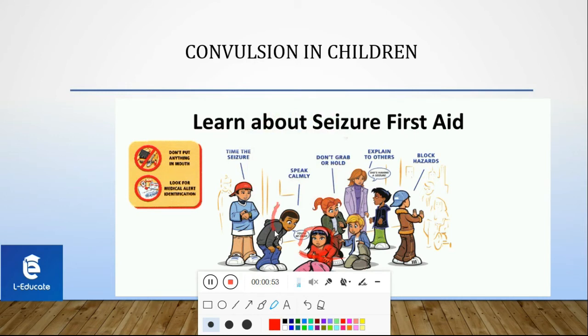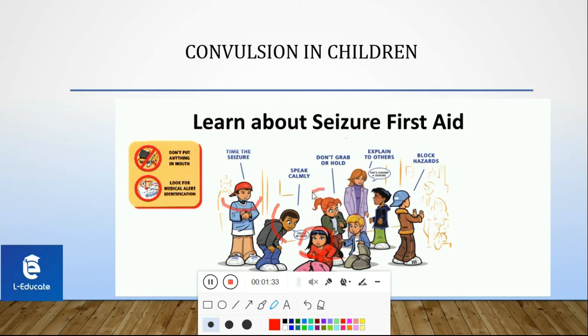This fine boy is trying to reassure her. Everything is going to be fine. You will be fine, okay? You will be fine. This gentle boy here is the timekeeper. It is important that we time the duration of the seizure so that we know when to take this person to the hospital. He is timing the convulsion. So if it is more than 5 minutes, when the convulsion is over, then this little girl must be taken to the hospital.